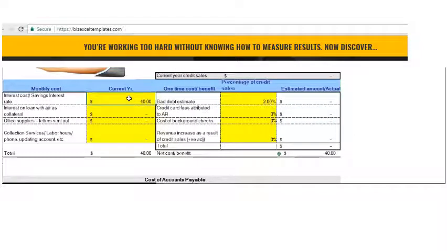So in the accounts receivable section, the first cost I have is the interest cost, savings interest rate. Well, on average I estimate I have $100,000 out in accounts receivable and I currently have a 5% interest rate, so I am losing that 5% every single time I have accounts receivable. And then if I have any interest on loan with AR as collateral, I want to put that in there. Since I already put that as part of my cost of accounts payable, I am going to leave that alone because you don't want to double enter.